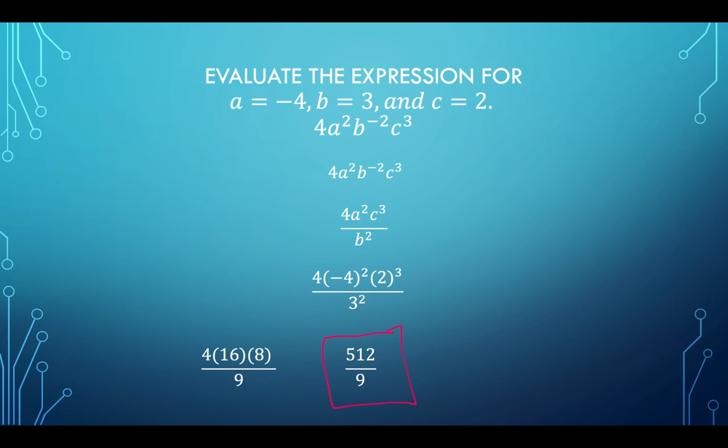And remember, if we put that in our calculator, we would do 512 divided by 9, and then you'd get a decimal. And if we wanted to see if we could simplify that fraction, what you would then hit would be math and then the enter button twice. And it doesn't simplify any further. It stays as 512 divided by 9.